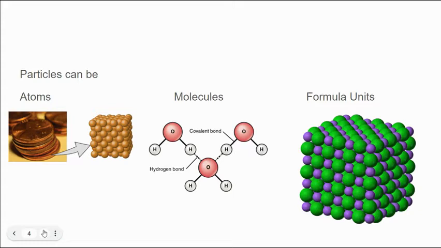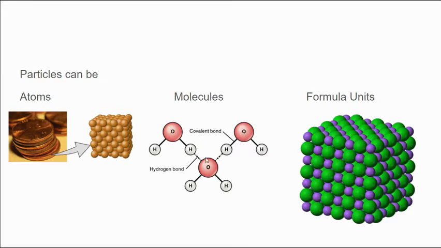When we talk about particles, they can come in one of three varieties. We could have atoms. I mentioned copper before: a mole of copper is 6.02 times 10 to the 23 atoms. If I had a mole of gold, 6.02 times 10 to the 23 atoms of gold. For some substances, they don't exist as individual atoms, but rather as molecules, atoms covalently bonded to form this type of particle.